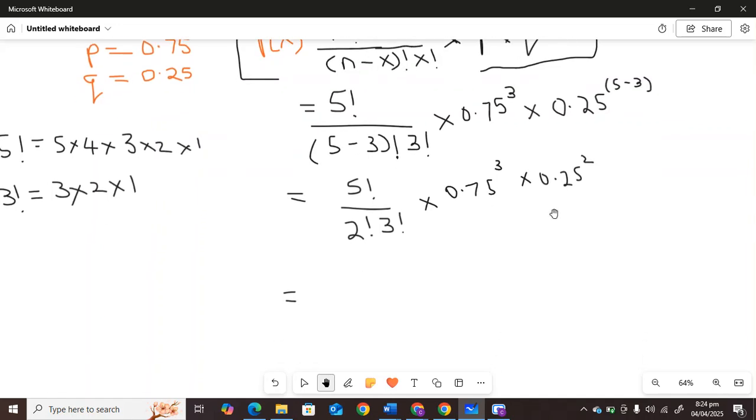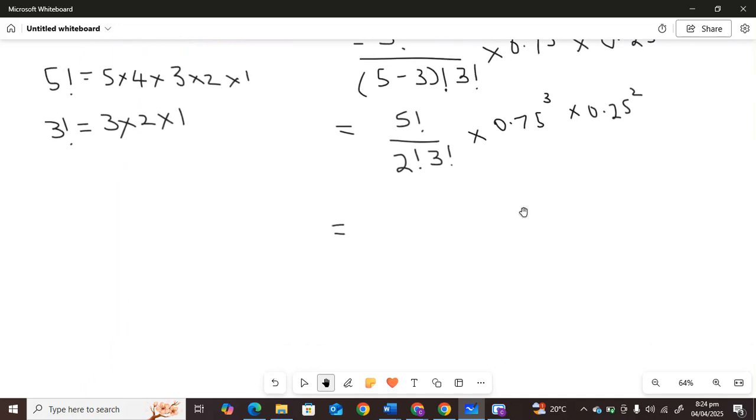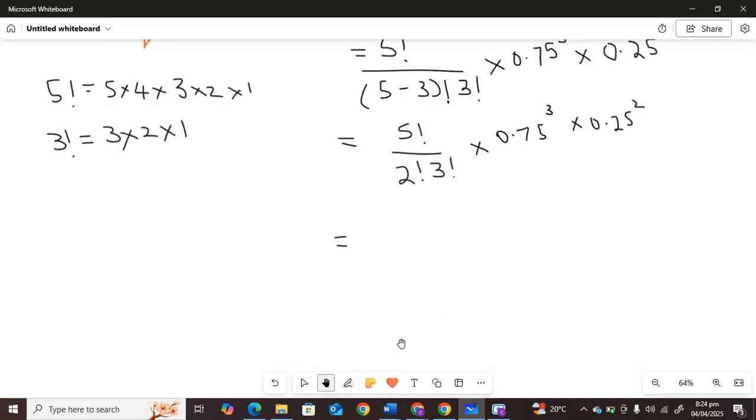Okay. So we've substituted all the numbers into the formula. Here we've done 5 minus 3, we get a 2 factorial here. 5 minus 3 again, here it's 2, so we have 0.25 to the power 2 here. So we now want to solve here. Basically, we're now starting to solve.